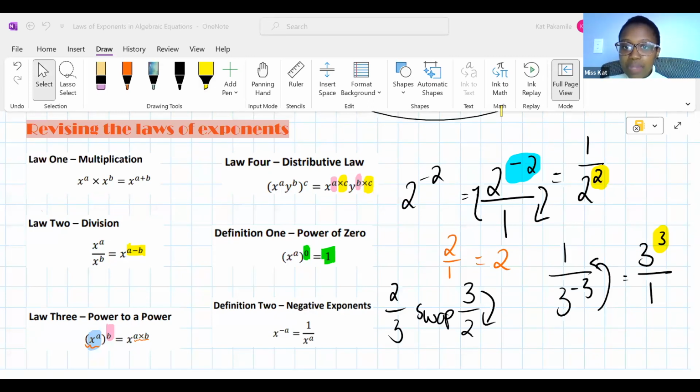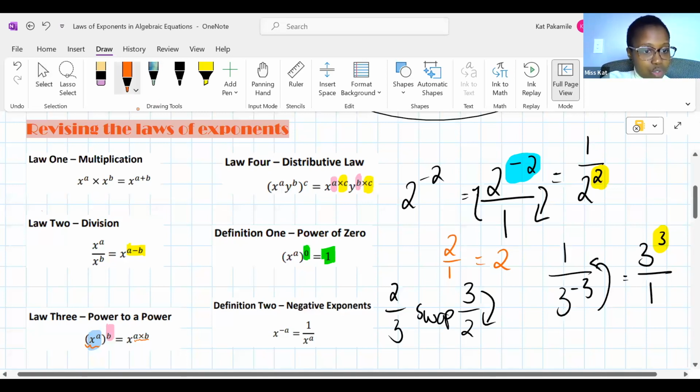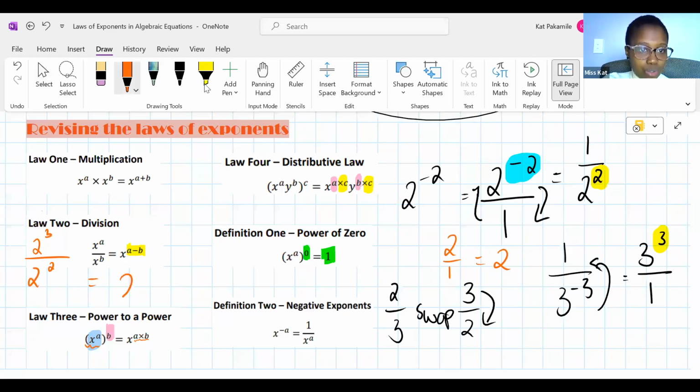Okay, someone said number 2. Number 2 says, if you're dividing two numbers with the same base, so you have 2 cubed over 2 squared, this is the same as saying 2, because we keep the base that we had. You see, we had a 2 and a 2, so you keep the 2, and you subtract your exponent. So you're going to say 3 minus 2, and that will just give you 2 to the power of 1. That's what law number 2 says.